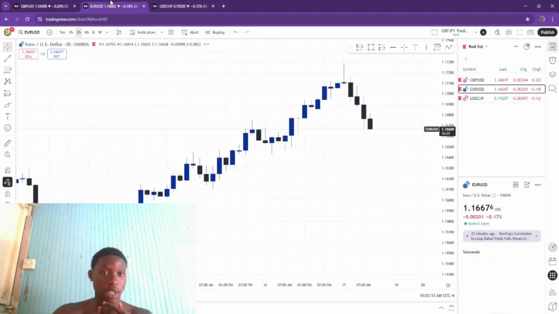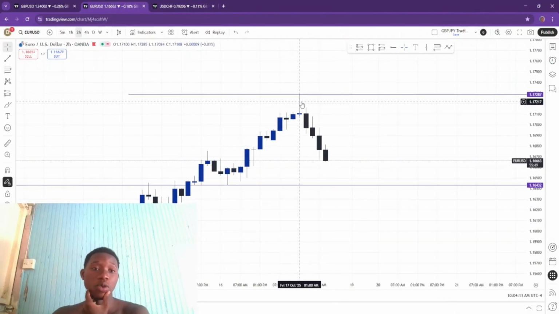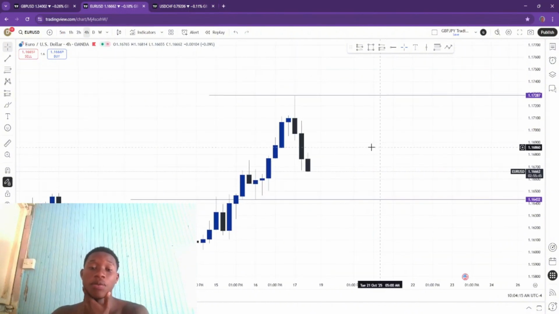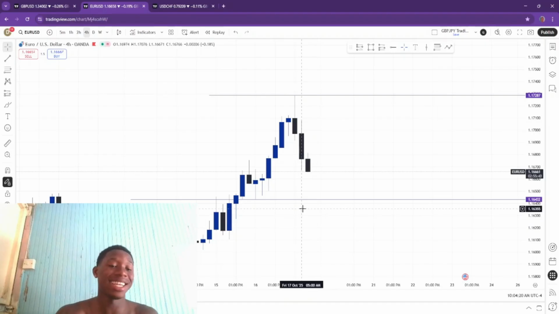So right now it's just a waiting game. EUR USD is kind of the same thing. We're waiting for it to break above that 4-hour high or that 4-hour low to give us a clear trend direction. So we could look to take trades on the 5 minute aligning with the trend direction.